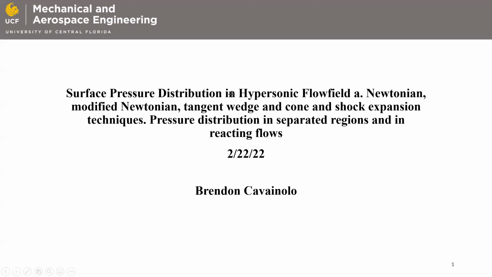All right, I'm gonna go ahead and get started. So I'm going over surface pressure distributions in hypersonic flow fields, otherwise known as local inclination methods. We're going over a few different methods today: the Newtonian method, the modified Newtonian method, tangent wedge method, tangent cone method, and shock expansion method. And we're also going to go over what pressure distributions in separated regions and reacting flows look like. Those are a little different, but let's just dive right in.